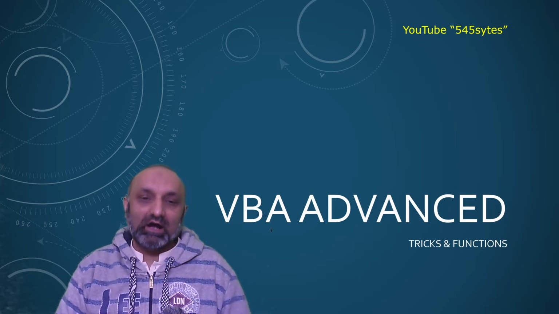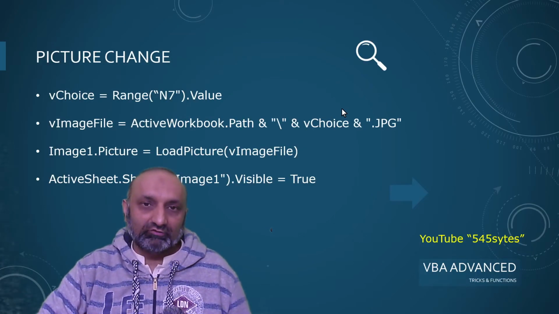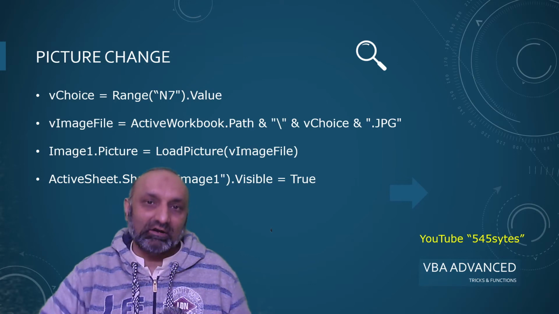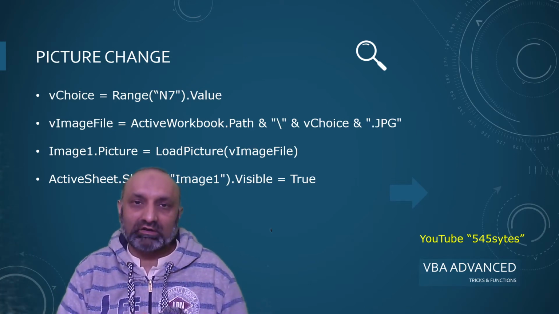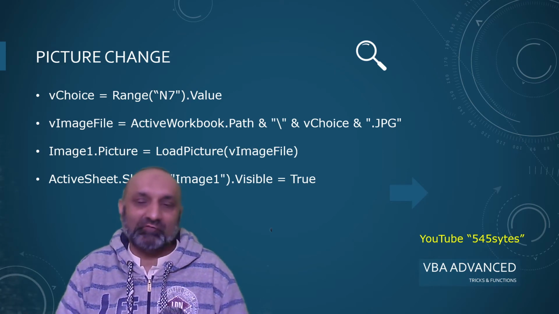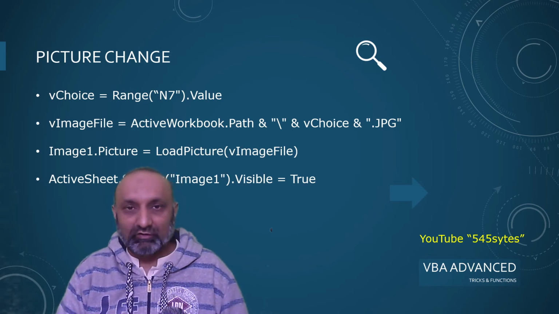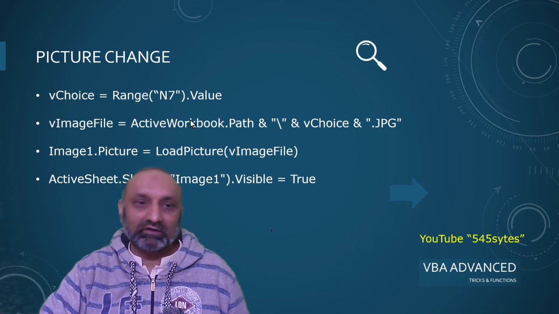In this video, I am going to talk about how to use the image and how to change pictures. Why do we need to change pictures? For example, if we have an inventory model and I am working on a specific spare part or specific tool, I want to see the picture of that tool. Or if I am working on a payroll and I want to see the picture of the person or the employee, that's where I can use this picture utility or the image utility.